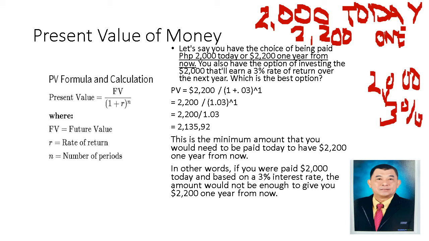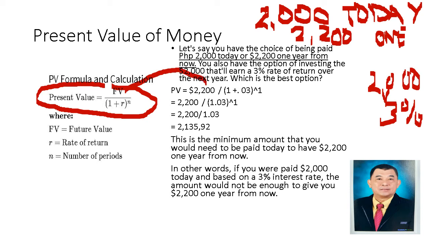So, your choice now, you have to make a sound business decision on your financial concern. I will repeat: you want to decide whether you will be given 2,000 today or 2,200 after 1 year. Or, you have the option to use 2,000 at a rate of interest of 3%. So, let us try to substitute the value. Present value is equal to future value divided by 1 plus 3%. Where did you get that 3%? 3% divided by 100 gives you 0.03.